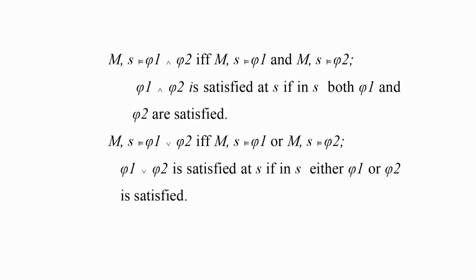Similarly, now we can use any logical connective. It is very simple. If it is the AND connective, it says that in the state s of the model M, phi1 and phi2 hold, provided M, s models phi1 and M, s models phi2. So, if both phi1 and phi2 are true in this particular state, then we can say that this models phi1 and phi2. Similarly, we know the OR connective: either phi1 is true or phi2 is true. That is why it says that if M, s models phi1 or M, s models phi2, then we can say that M, s models phi1 or phi2.